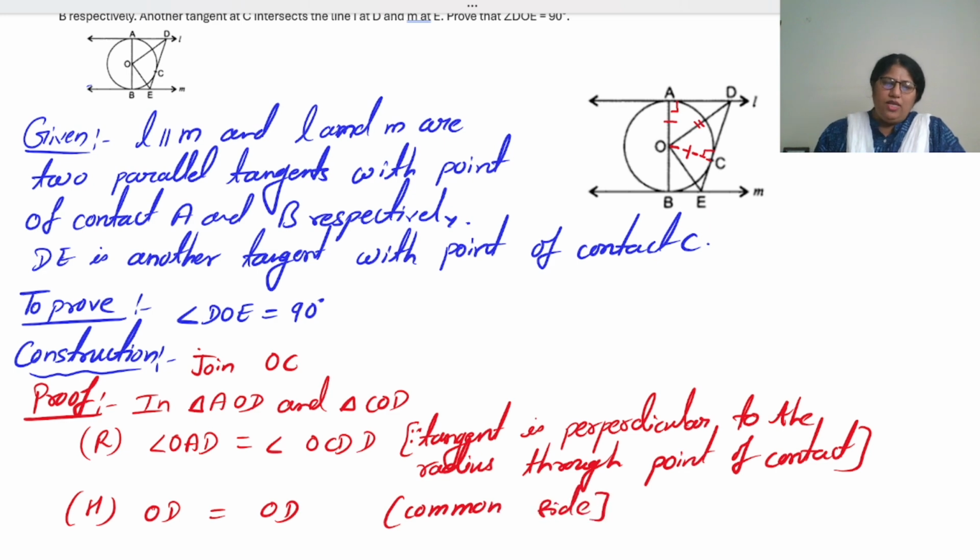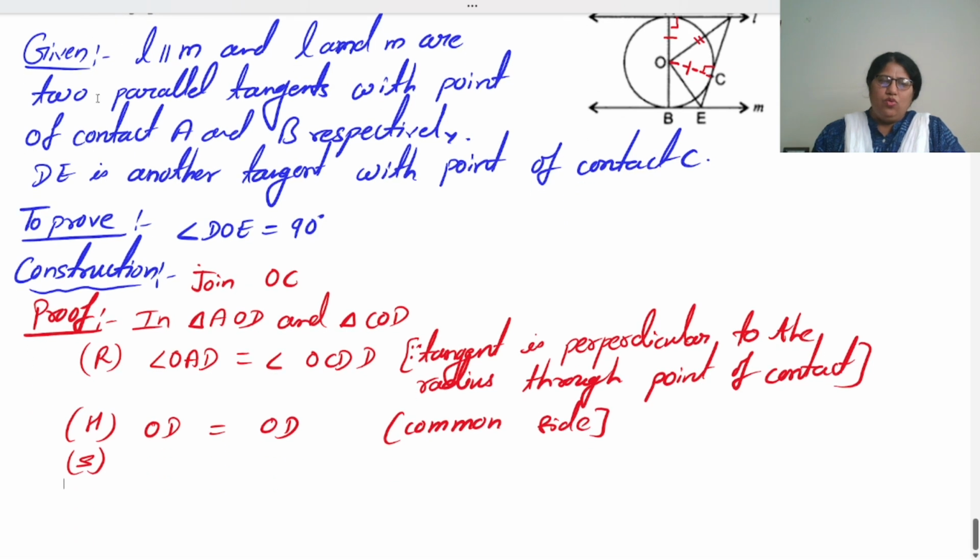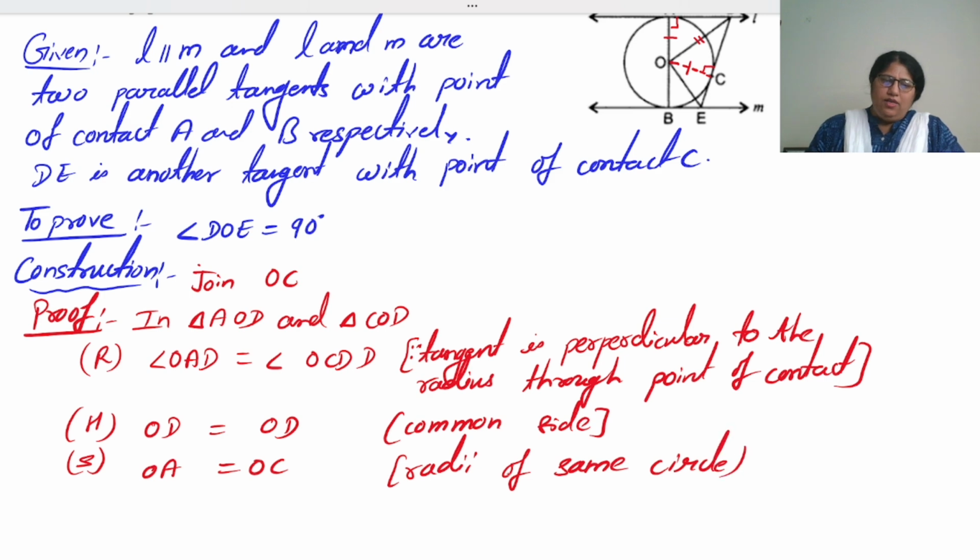And what else can we take here? The side OA is equal to OC, because radii of the same circle. Most of the time in circles you will see RHS is the congruence criterion that we are using. Radii of the same circle, right? So here I can write down that triangle AOD is congruent to triangle COD using the RHS congruence criterion.